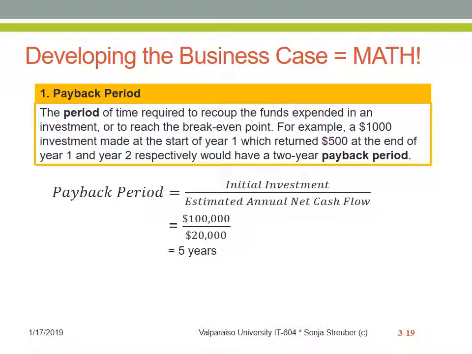So for example, if the initial investment into a project was $100,000 and the estimated annual net cash flow, that is the return that we're expecting for a project once the project is done per year, is $20,000, then the payback period is 5 years, because 100,000 divided by 20,000 is 5. And since we always want to do things faster, better, and cheaper, of course, shorter payback periods are better and preferred to longer payback periods.